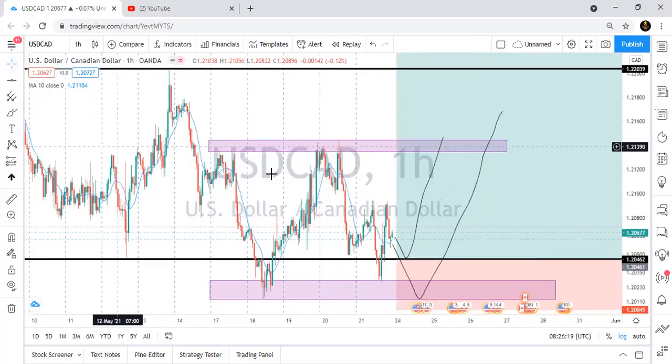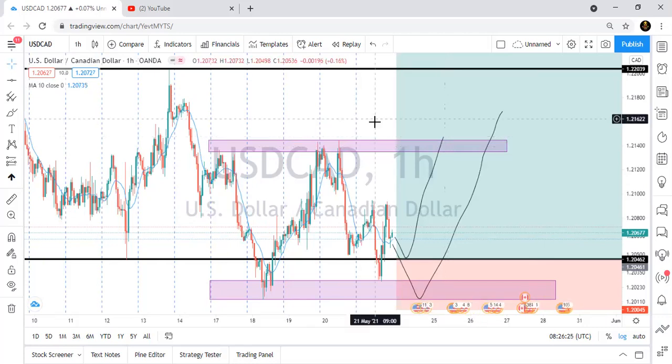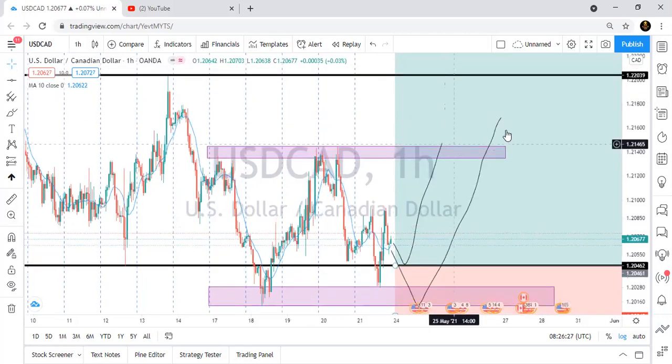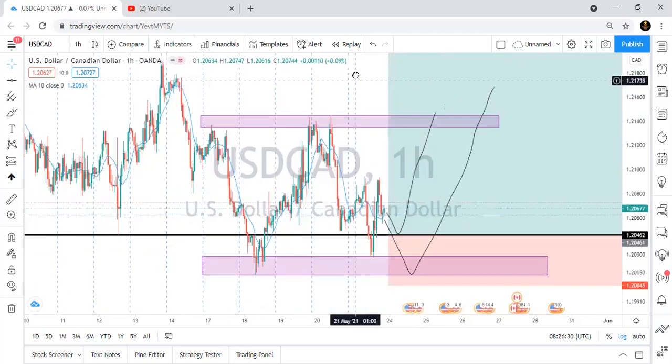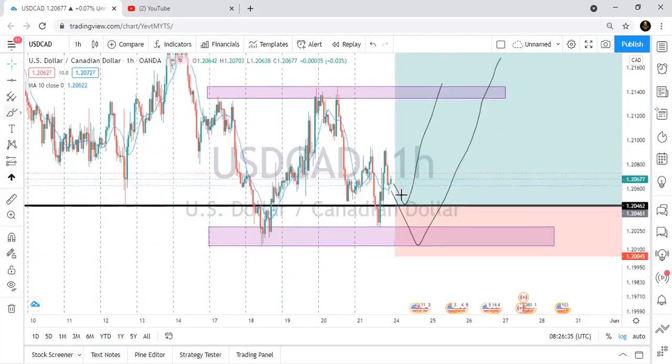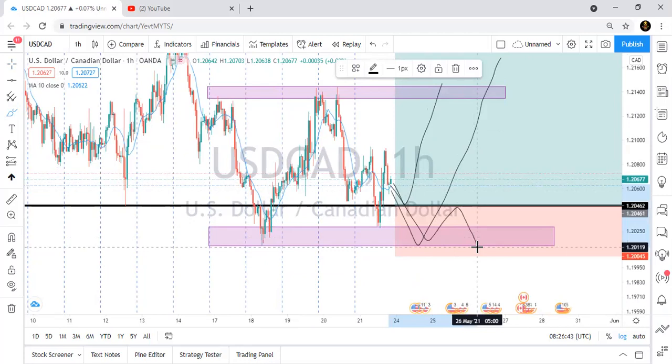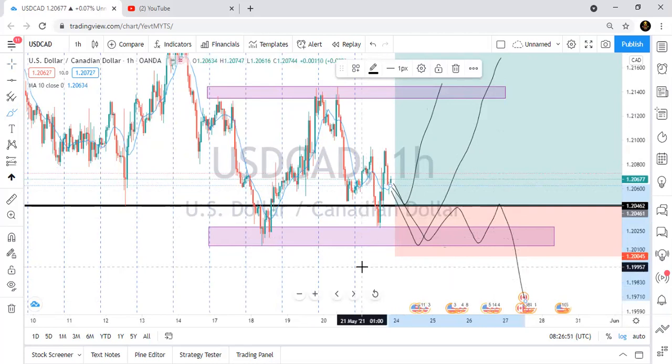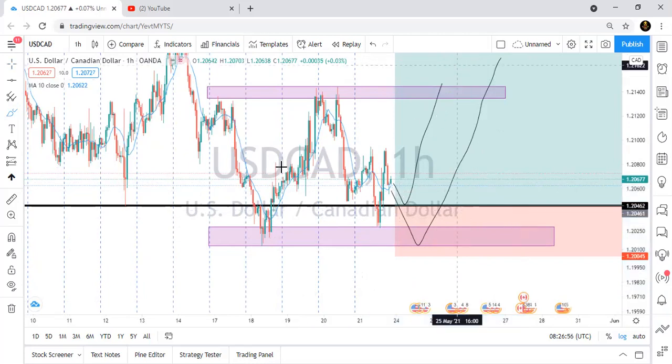If it comes down to here, then maybe it's going to retrace a bit and continue going up. But another way, if it breaks down here, it can come and retest this weekly demand zone and then maybe continue going down. We don't know, but for now, we'll just be looking to go long.